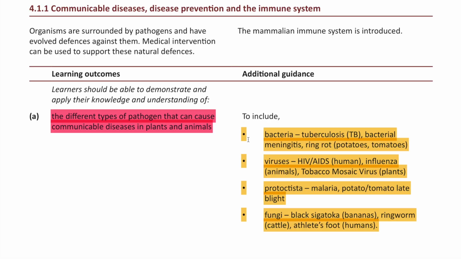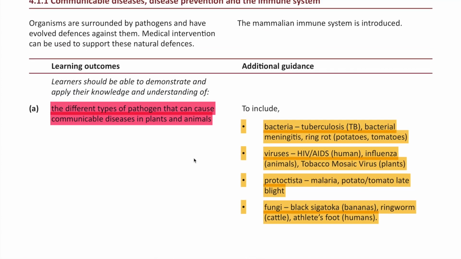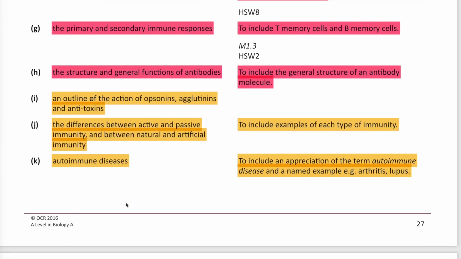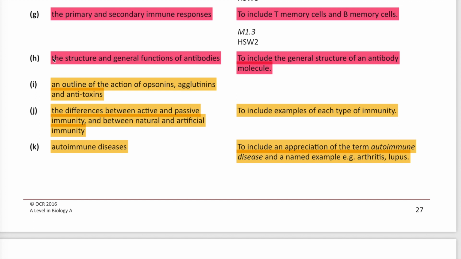So for an example, I've got the OCR 2015 biology specification in front of you here, and I've highlighted the pink regions as the central concepts, whereas in yellow I've got the supplementary content. Further down is a perfect example of what I mean. What I've got in pink here is essentially what is the structure of an antibody and how do they work. That is very, very important to understand.